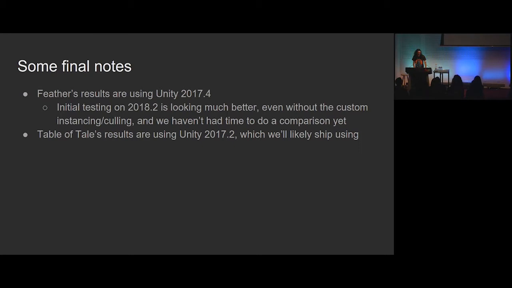So we'll see how our instance renderer compares there, because really you'd hope that Unity can do a pretty okay job at rendering a bunch of static stuff, but we'll see what we can do to take our domain-specific knowledge into account. The Table of Tails results are in 2017.2, and we're expecting to ship using that version. We're too close to release now to really want to be doing any major version updates.